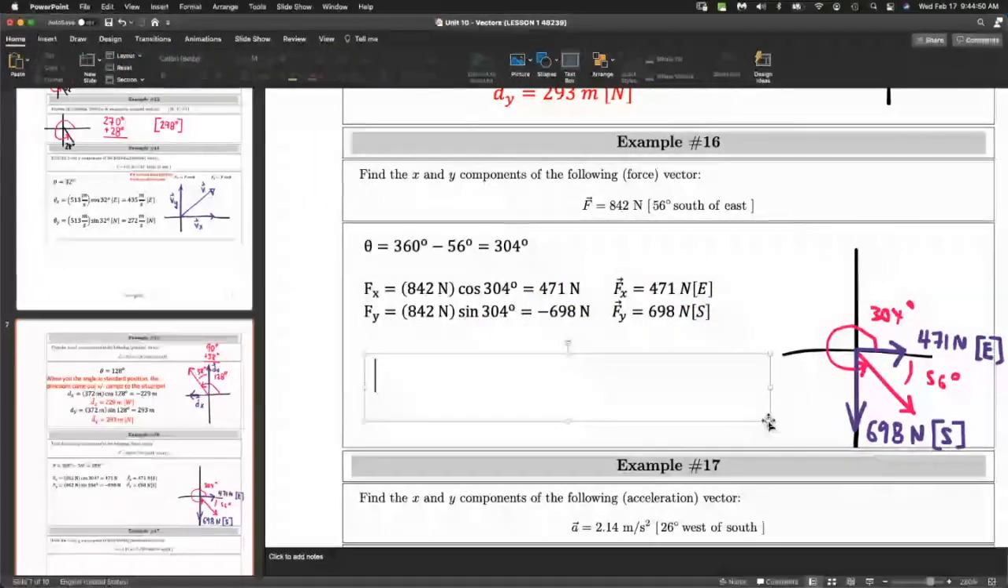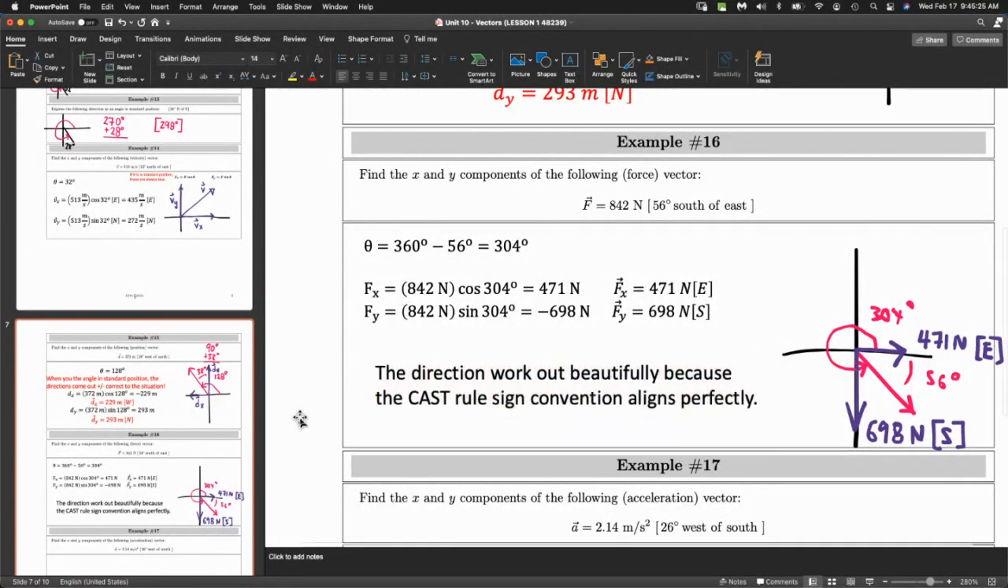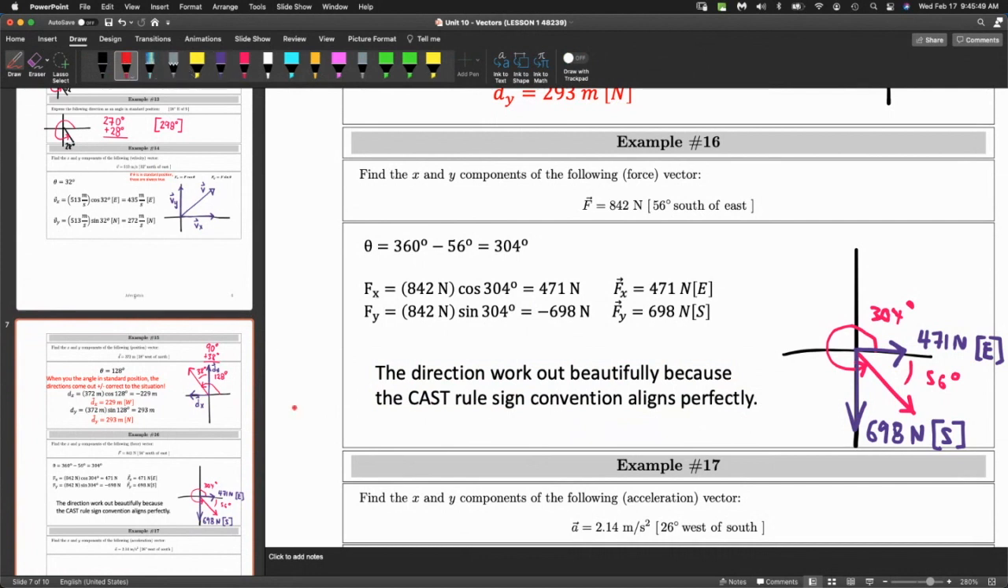So I'll just say that here. That's why it is the case. The CAST rule aligns perfectly with what we need. Sine is positive, cos is positive, sine is negative, cos is negative. Or sine is positive, cos is positive, and cos is negative. I said that totally wrong. Anyway, let me write down the CAST rule here and clarify that. CAST, okay? Here's CAST.